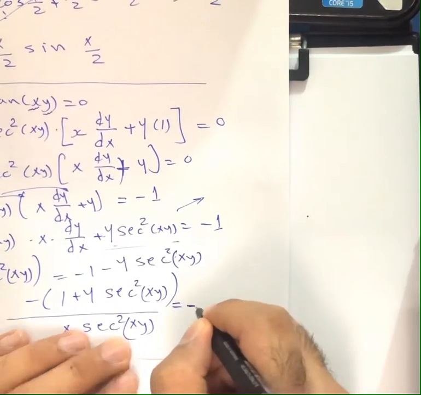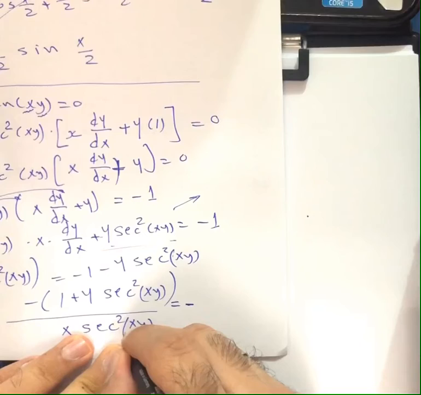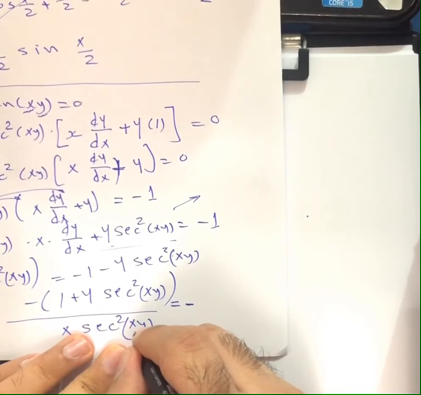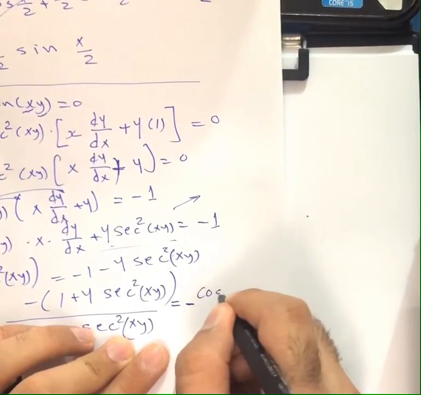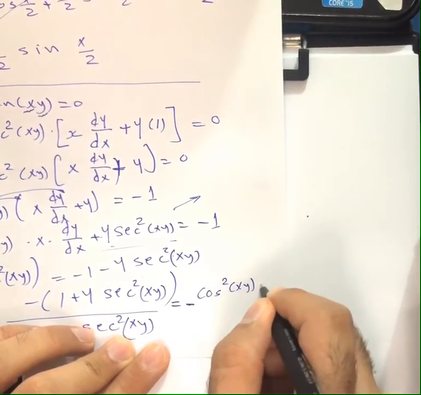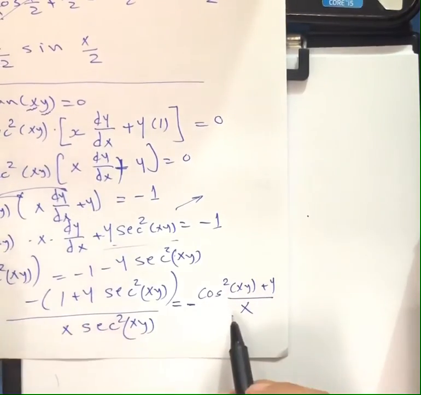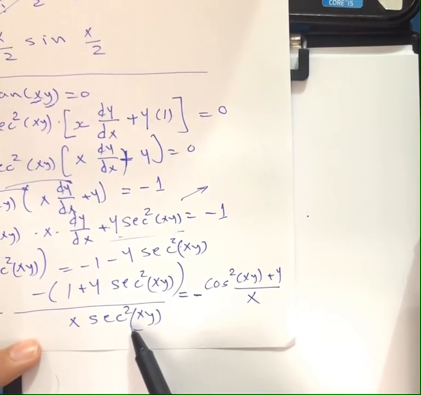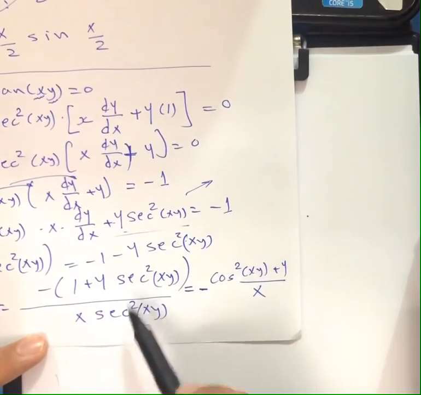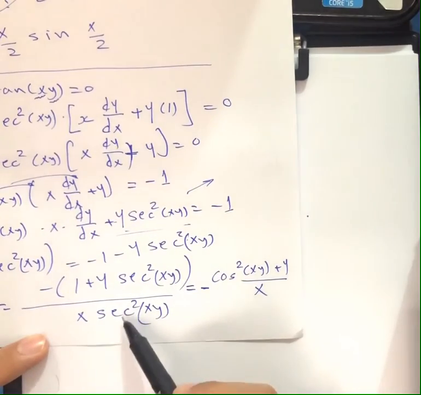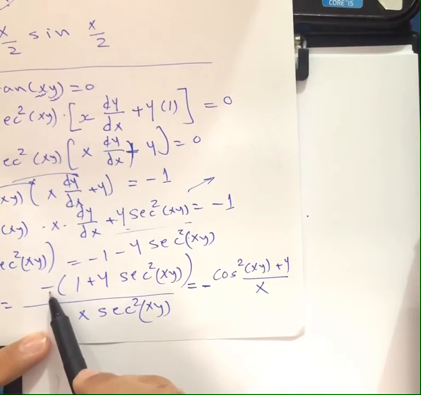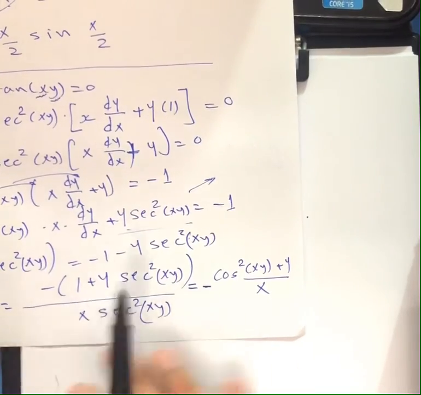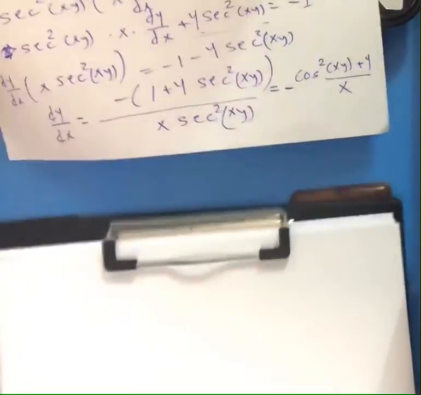Equal to minus, this negative sign. 1 over sec square is cosine, so that after that I have cosine square xy plus y divided by x, because all I have to do is transfer this function to the denominator, because 1 over sec is nothing but cosine, so this will be cosine square. After that I distribute it. Let me just illustrate it.